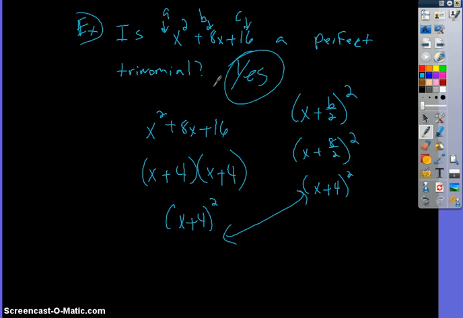So that's how we can recognize it, and that's how we can factor them really quickly. If we recognize the perfect trinomial, I can go straight to what the factors are. I know exactly what they're going to wind up being.